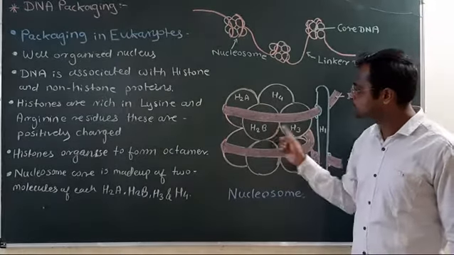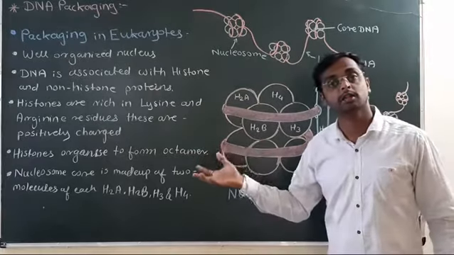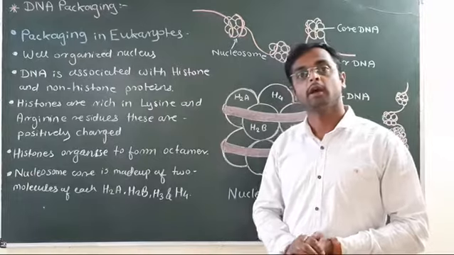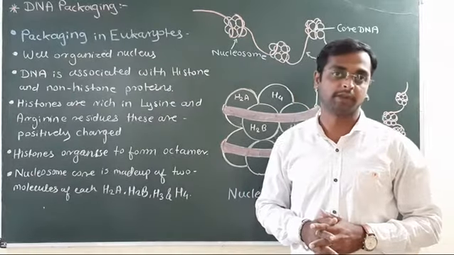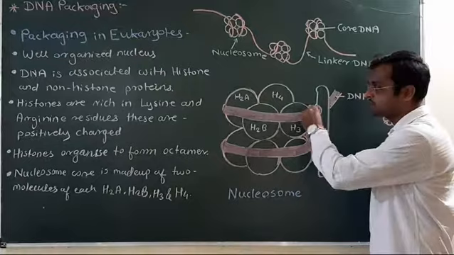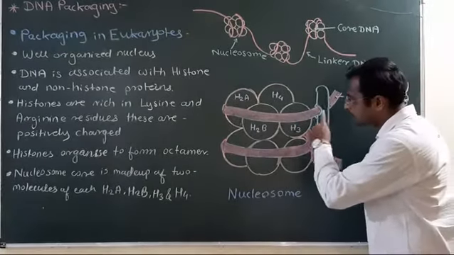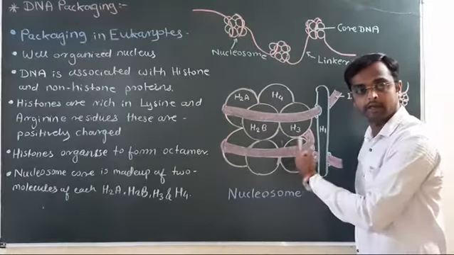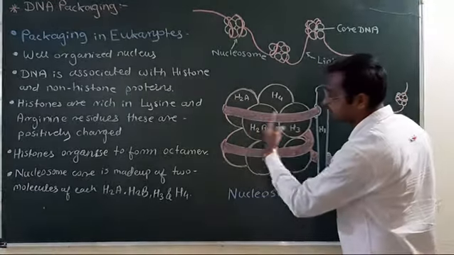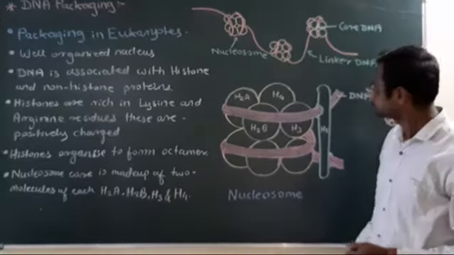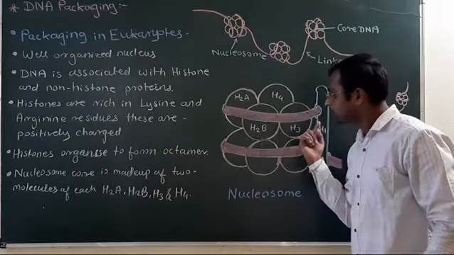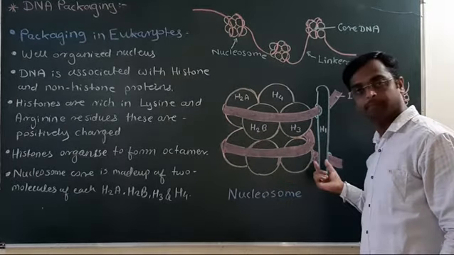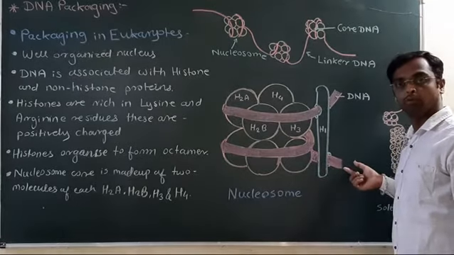So this histone octamer is a positively charged structure, and on the DNA negative charge is present. So this negatively charged DNA gets coiled or wrapped around these positively charged histone proteins, and these turns are 3/4 turn. This DNA completes the 3/4 turn and leaves the nucleosome core here.